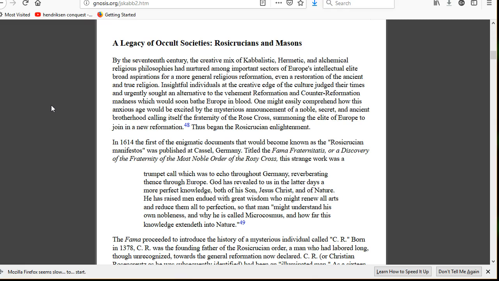Now, the thing that is interesting, of course, is this, when he does mention that they urgently sought an alternative to the vehement Reformation and Counter-Reformation. Now, keep in mind, he's saying that this is in the 17th century, and a lot of things happened in the 17th century, and specifically in England and other places. But I always think of England when I think of the 17th century because of all the things that happened, and most specifically, the removal of the current king and the takeover of Puritan Oliver Cromwell, who, by the way, was very friendly with the tribe, and his installment of the new model army.